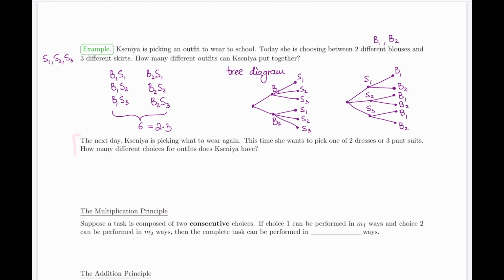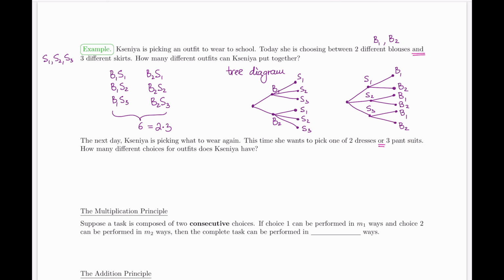Let's consider a slightly different scenario. Next day, I'm again picking out what to wear. This time, I want to pick one of 2 dresses or one of 3 pantsuits. So notice the difference. In the first example, the connector was an and; in this one, the connector is an or. In the first question here, I had to pick a blouse and a skirt. Here, I get to pick either a dress or a pantsuit.